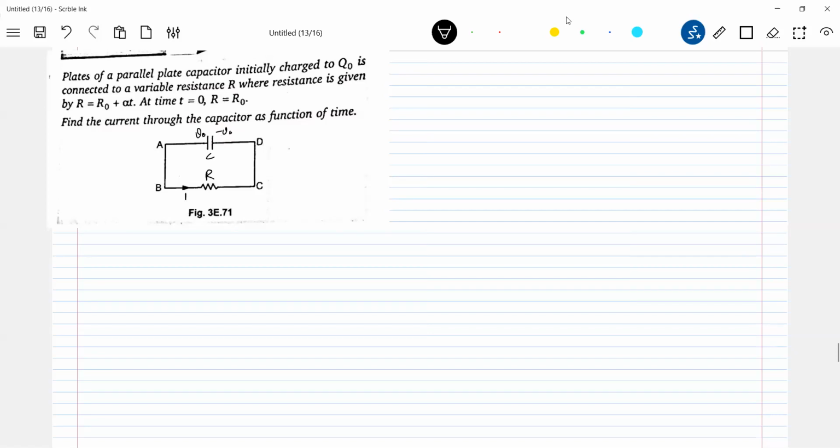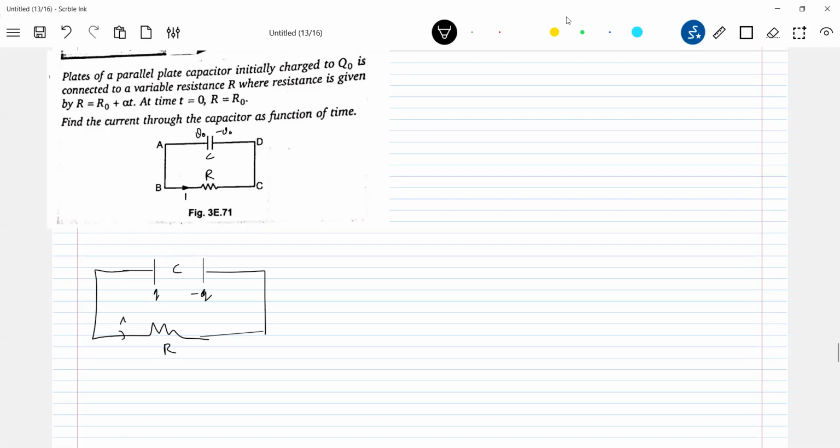Okay, no, this is correct. I'll close the switch. Then the resistance varies with time. Find the current through the capacitor as a function of time. So this is the discharging process. The capacitor will behave like a cell. The initial charge was Q naught here.